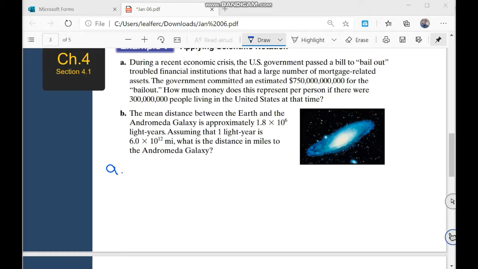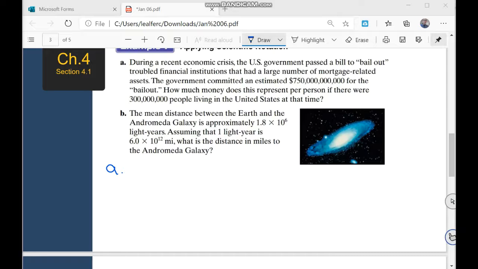Wait, why for the first example are there 7 places? So there will be only zeros. What do you mean 7 places? Why for the first example is there 7 places? Okay, let's check. Let me see here. Wait a minute. Let me work the example, then you ask the question again.